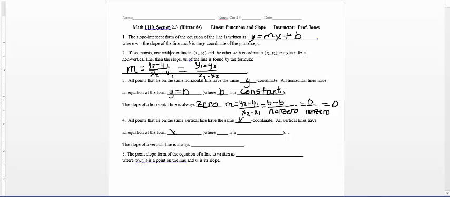All points that lie on the same vertical line have the same x-coordinate. Vertical lines have an equation of the form x equals a. A is a constant. The slope of a vertical line is always undefined. M equals y2 minus y1 over x2 minus x1 when we're dealing with a vertical line.